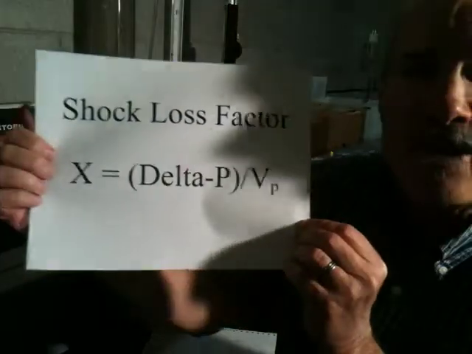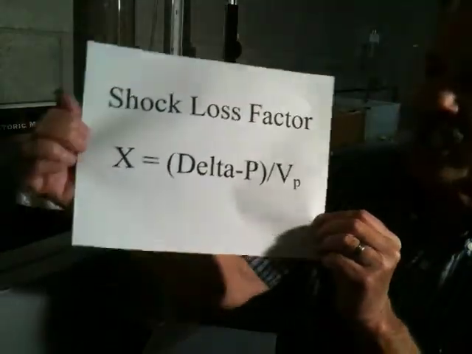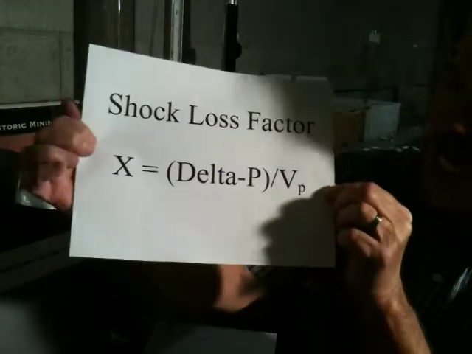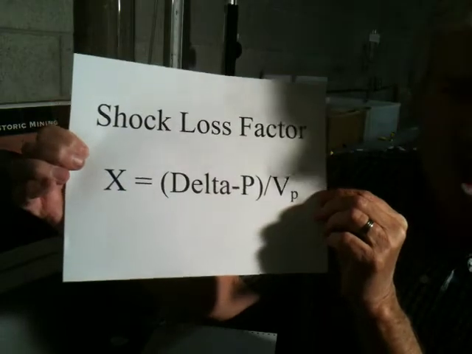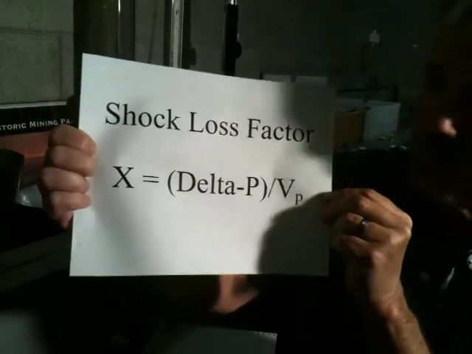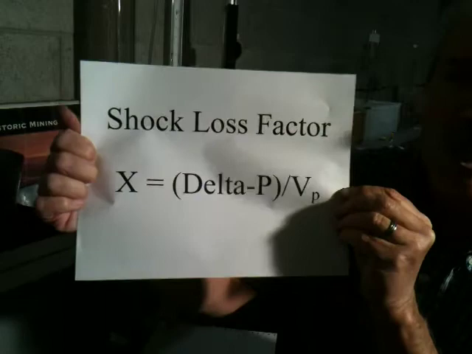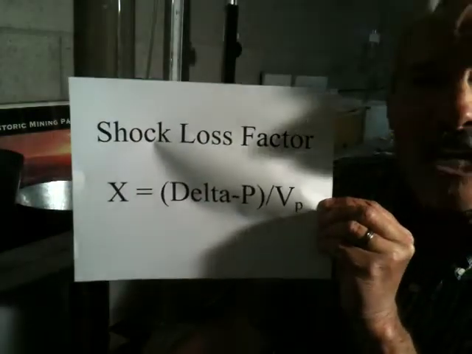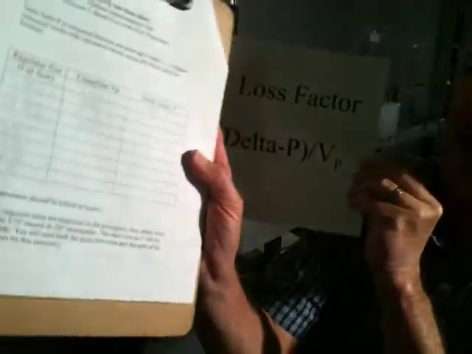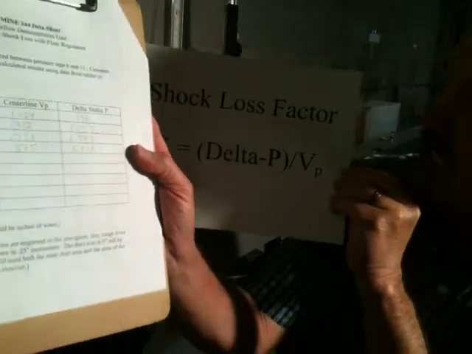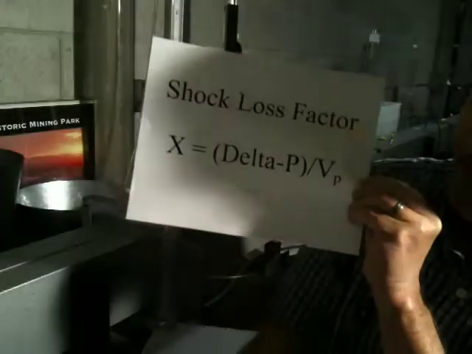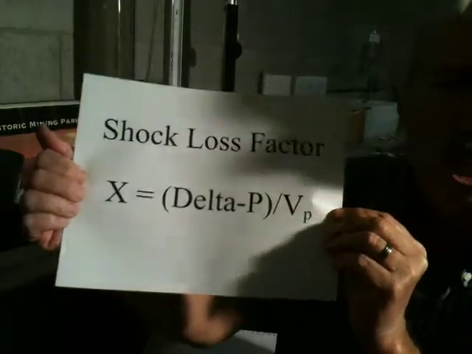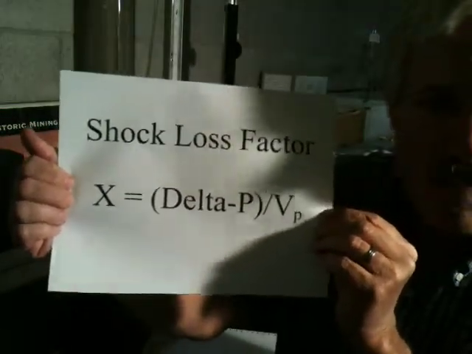Again, in this exercise, we're looking at the shock loss factor X, and X is defined as the delta P, delta static pressure, divided by the velocity pressure. So X is something that you can calculate very easily from the data that you took here. It's simply 1 divided by the other. It would be the right-hand column divided by the middle column, okay? That's your experimentally observed shock loss factor.